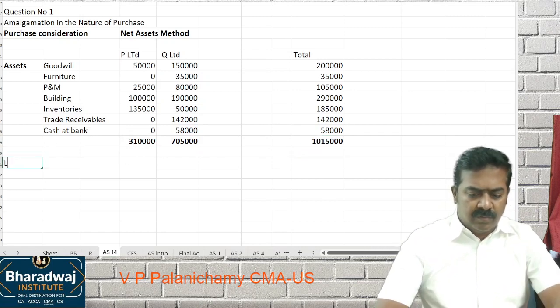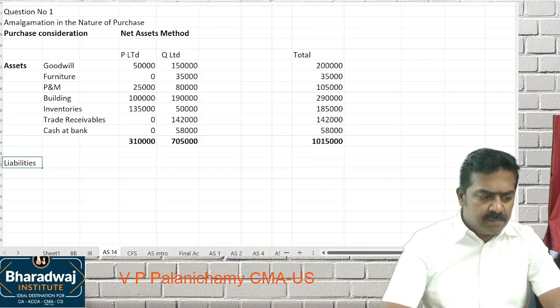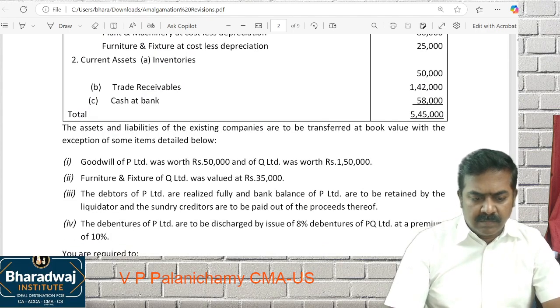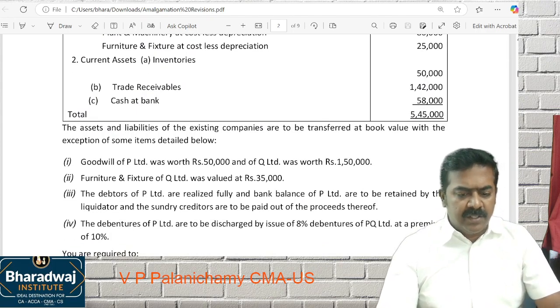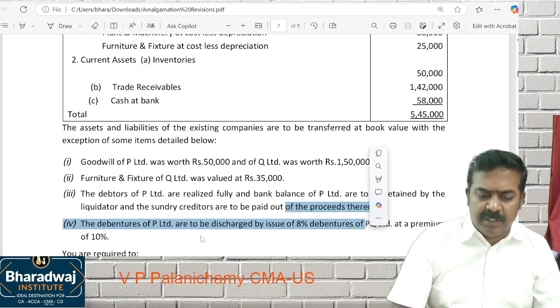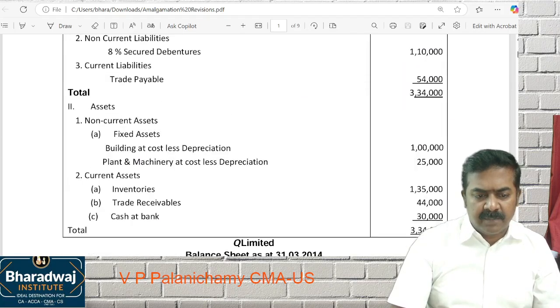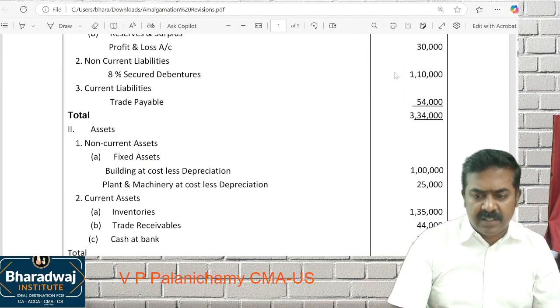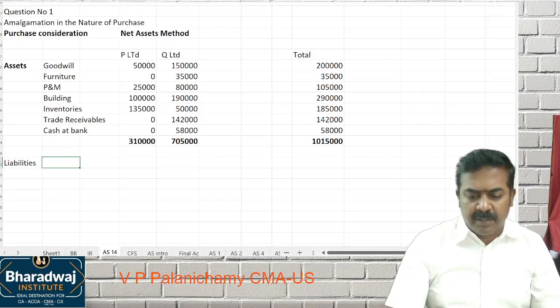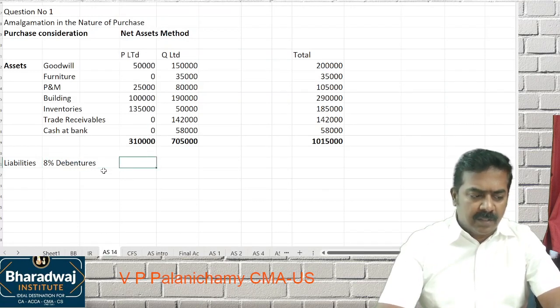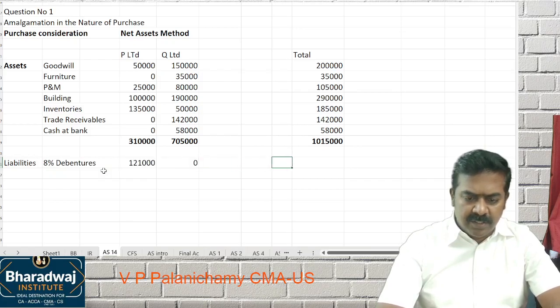Then, what are the liabilities taken over? Debentures of P Limited are to be discharged by the issue of 8% debentures in PQ Limited at a premium of 10%. Debentures of P Limited, how much is it? We are going to pay at a premium of 10%. So, 8% debentures at a premium of 10%. How much it will be? 1,21,000. There is no debenture with other company.